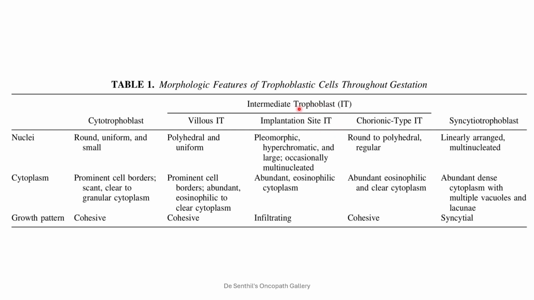In implantation site trophoblast, an infiltrating type of growth pattern will be present, and they have abundant eosinophilic cytoplasm. The nucleus will be pleomorphic, hyperchromatic, and large. Occasionally it will be multinucleated. In chorionic type intermediate trophoblast, the growth pattern will be cohesive. They have abundant eosinophilic and clear cytoplasm. The nucleus will be round to polyhedral and regular.